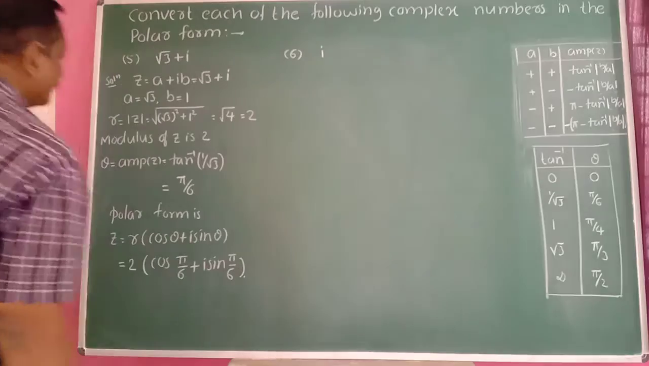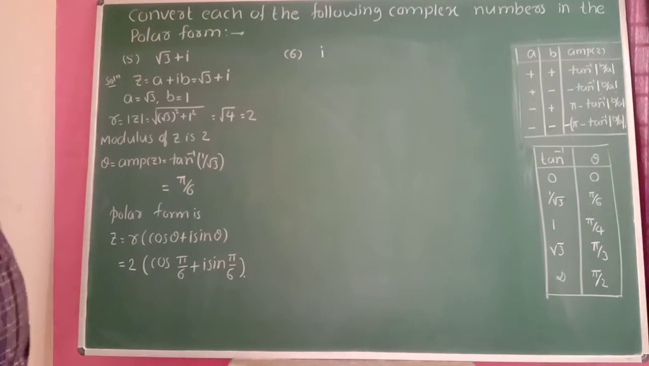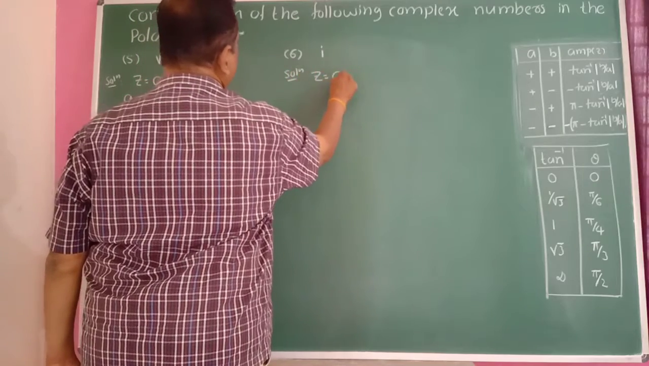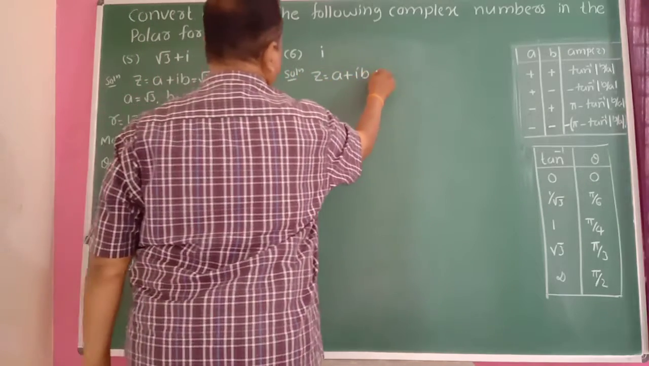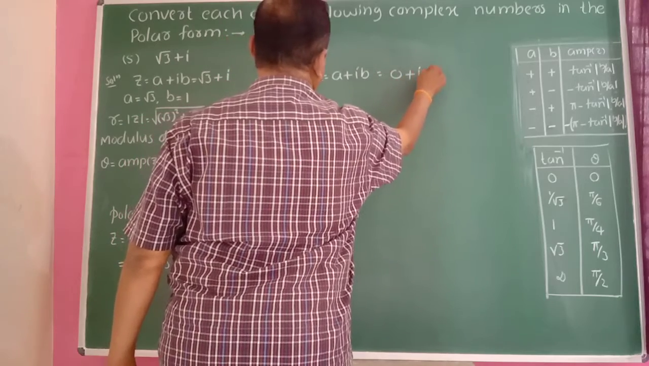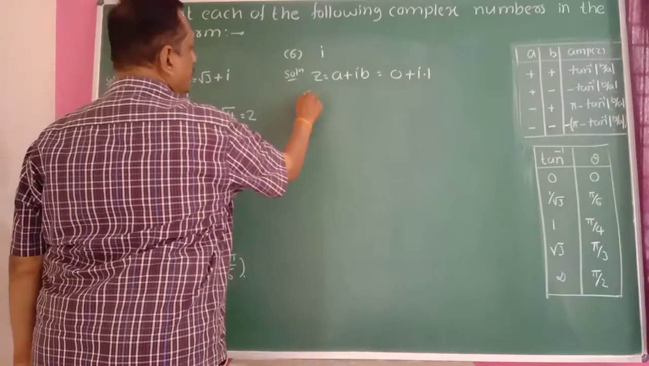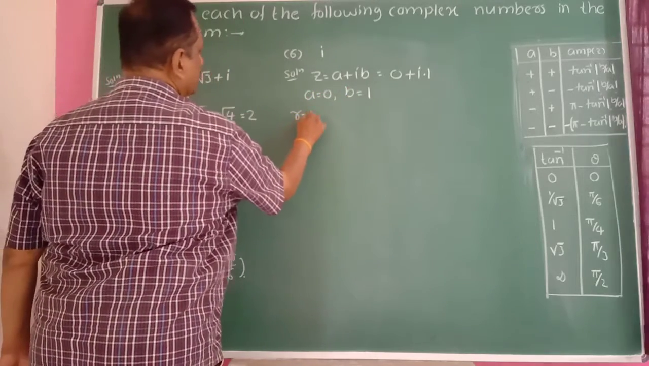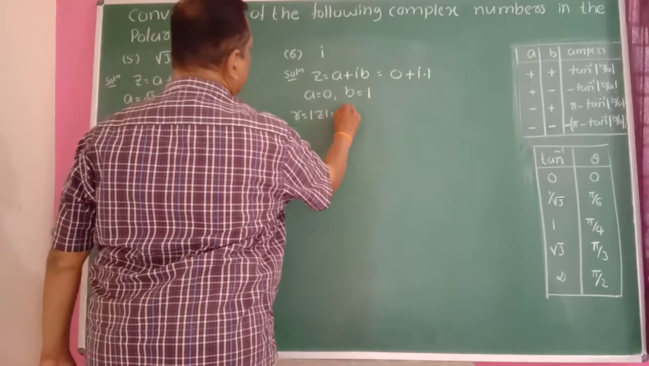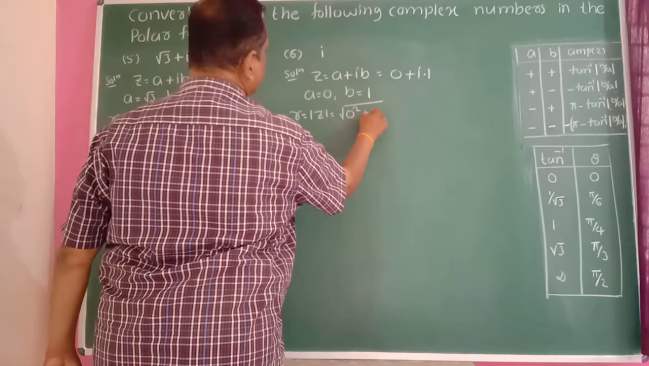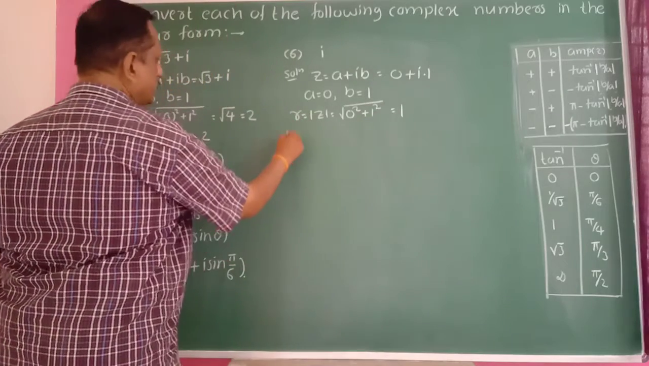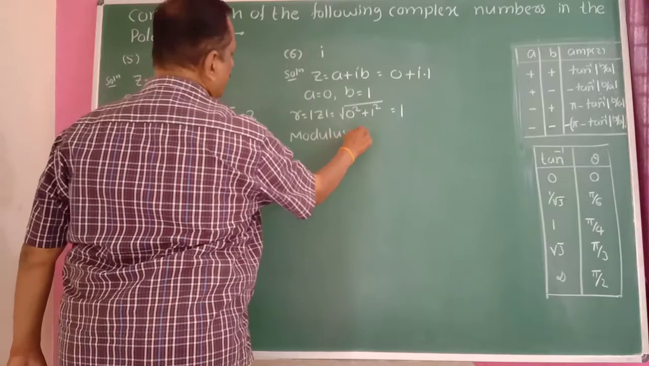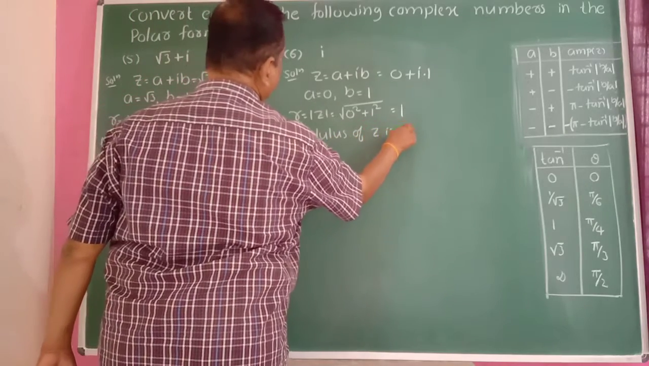The next one here is i. So here also z = a + ib can be written as 0 plus i into 1. Therefore a is equal to 0 and b is equal to 1. r is equal to the modulus of the complex number z, root of 0 square plus 1 square, which gives 1. So the modulus of z is 1.